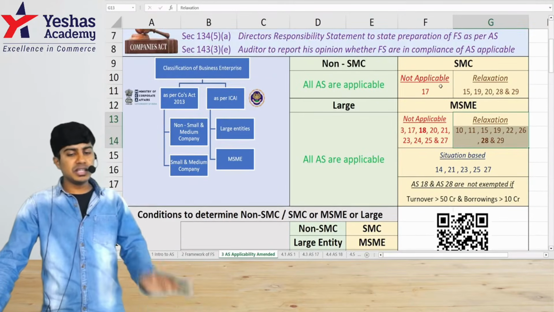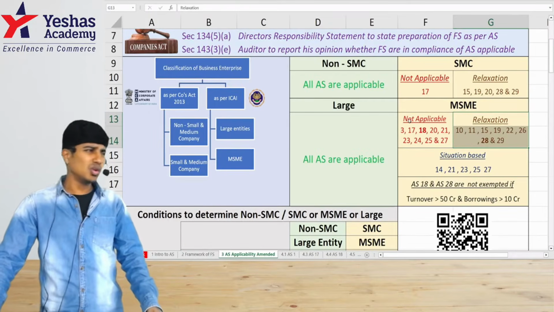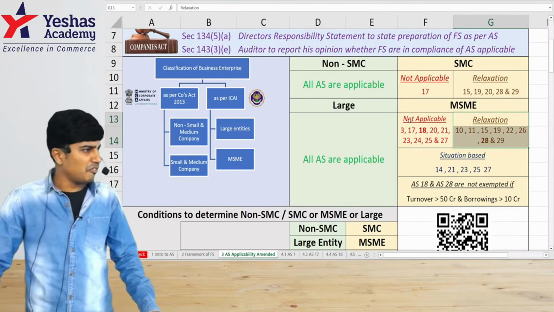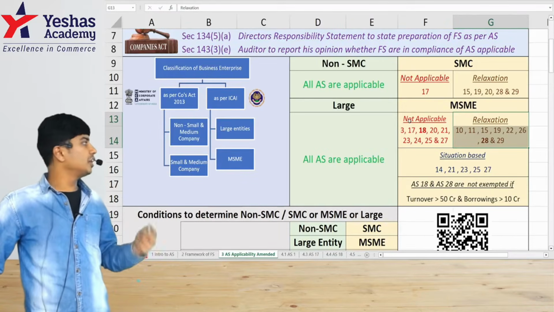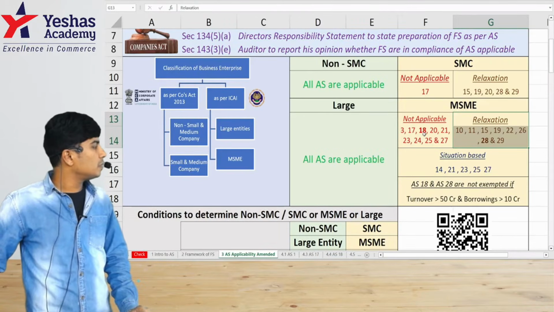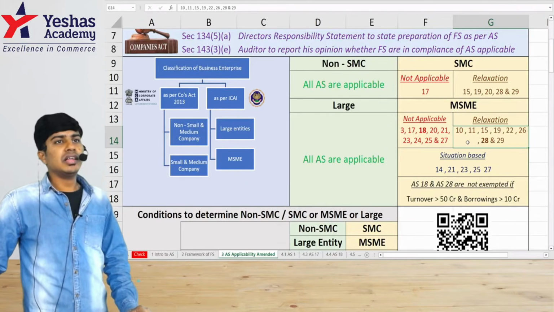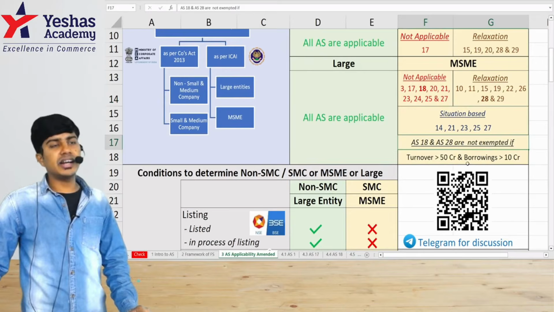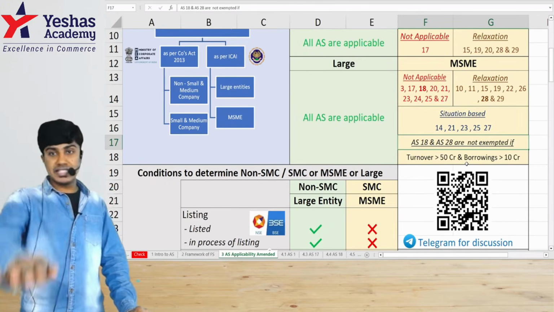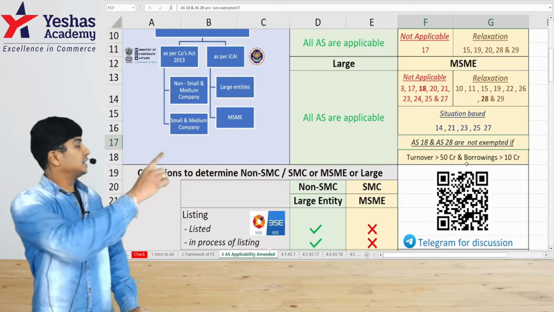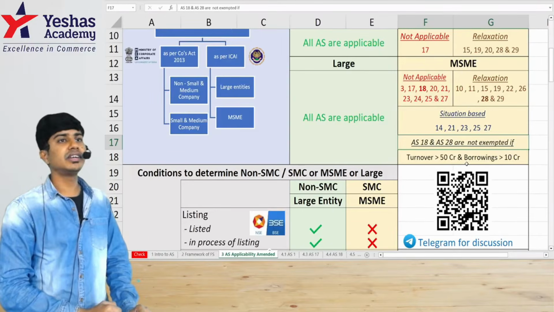You don't have to remember these numbers. What is applicable fully, what is applicable partly, you don't have to remember. No one remembers. It's absolutely fine. But in the amendment, there's something new given with respect to accounting standard 18 and accounting standard 28. They're telling that accounting standards 18 and 28 are not exempted for an SMC if its turnover is greater than 50 crores or borrowings is greater than 10 crores.